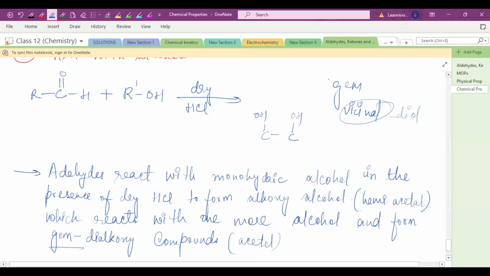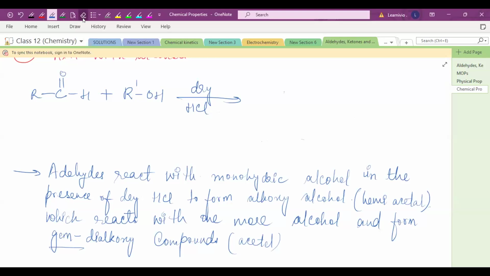Now, what is gem? The word gem is used when the functional group is attached to the same carbon. Okay, same carbon पे OH and OH group is attached. So this is your gem diol, gem diol. And this is not for the neighboring carbons, where the same functional group is attached on neighboring carbons. Is it clear? Yes, ma'am.